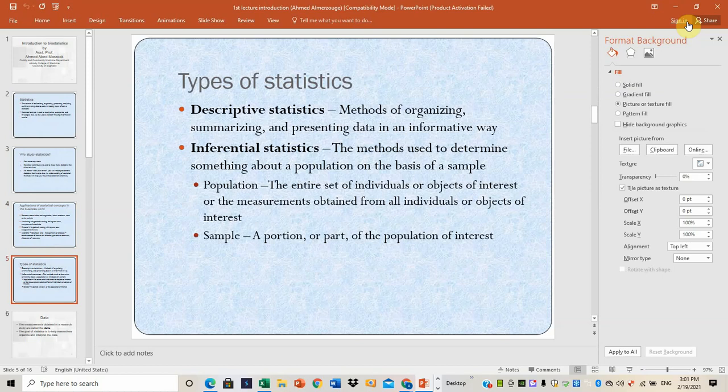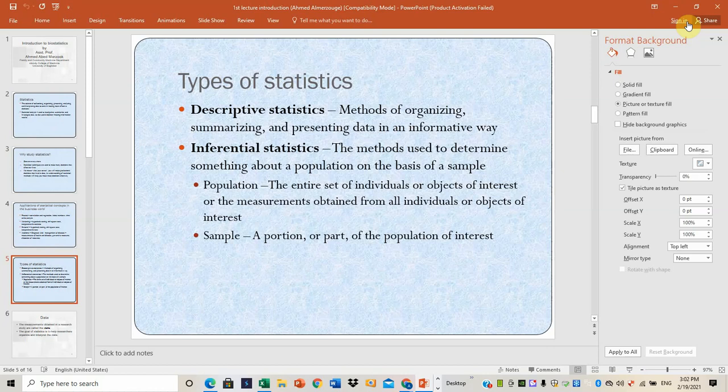Types of statistics are mainly two. Descriptive statistics, which is the method of organizing, summarizing, and presenting data in an informative way. Inferential statistics, the method used to determine something about a population on the basis of a sample.